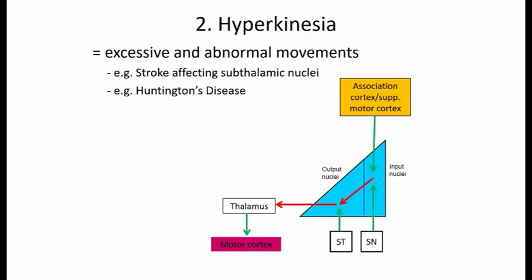But let's use stroke as an example. And so if there's been a stroke that's affected this subthalamic nuclei, let's see what happens. So the subthalamic nuclei usually provide the fuel for the globus pallidus, so it allows the globus pallidus to do its job, or the output nuclei. So without this fuel, the globus pallidus will stop doing its job, which is to inhibit the motor cortex via the thalamus. And so as a result, without this inhibition of the motor cortex, there will be overactivity in the motor cortex. And this activity of the motor cortex is a whole lot of random and unintended movement commands that are being sent to the body.